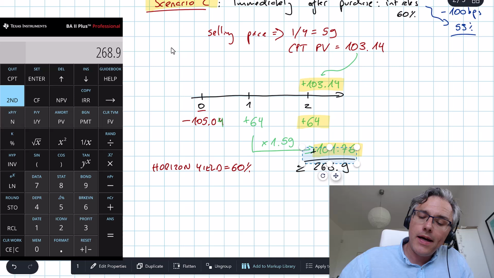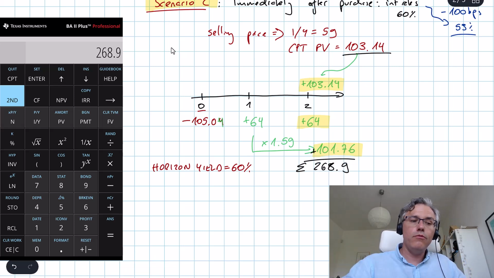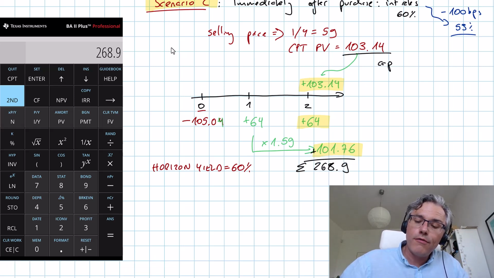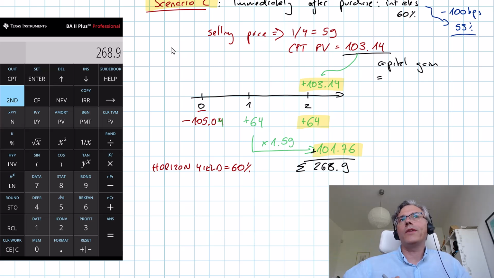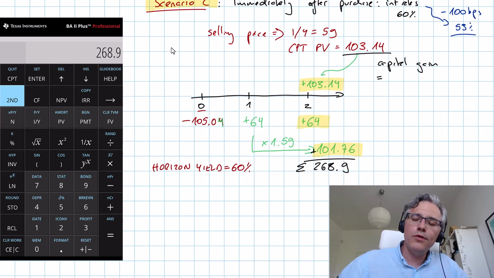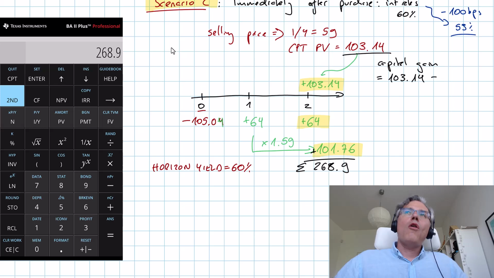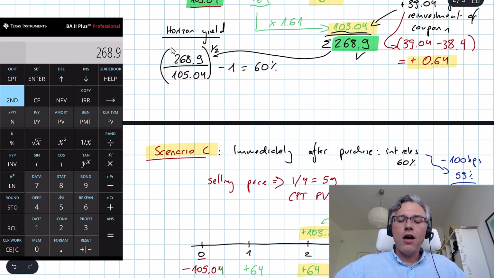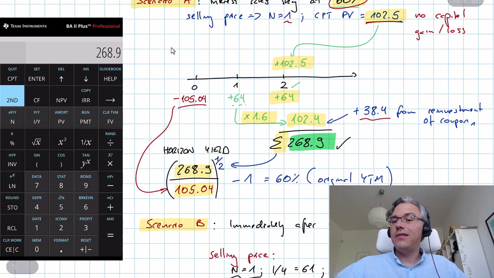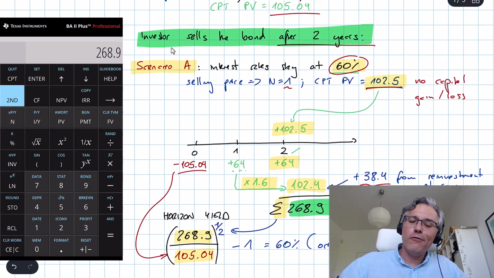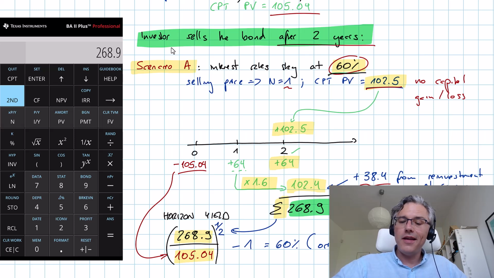Well, we managed to sell the bond for more this time, so we generated a capital gain. Remember, a capital gain or loss is computed as the price for which you sold the security, the bond, 103.14, versus or minus what the price would have been had the bond been sold under the constant yield, from the original constant yield, which was 60%.